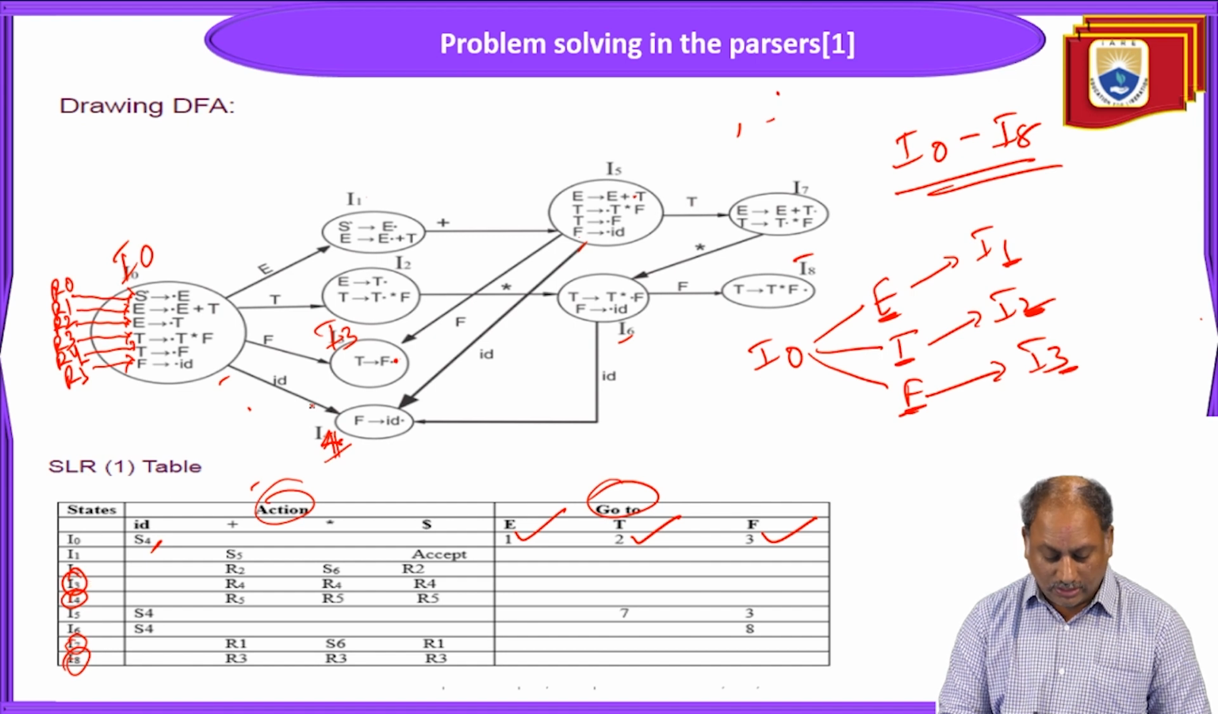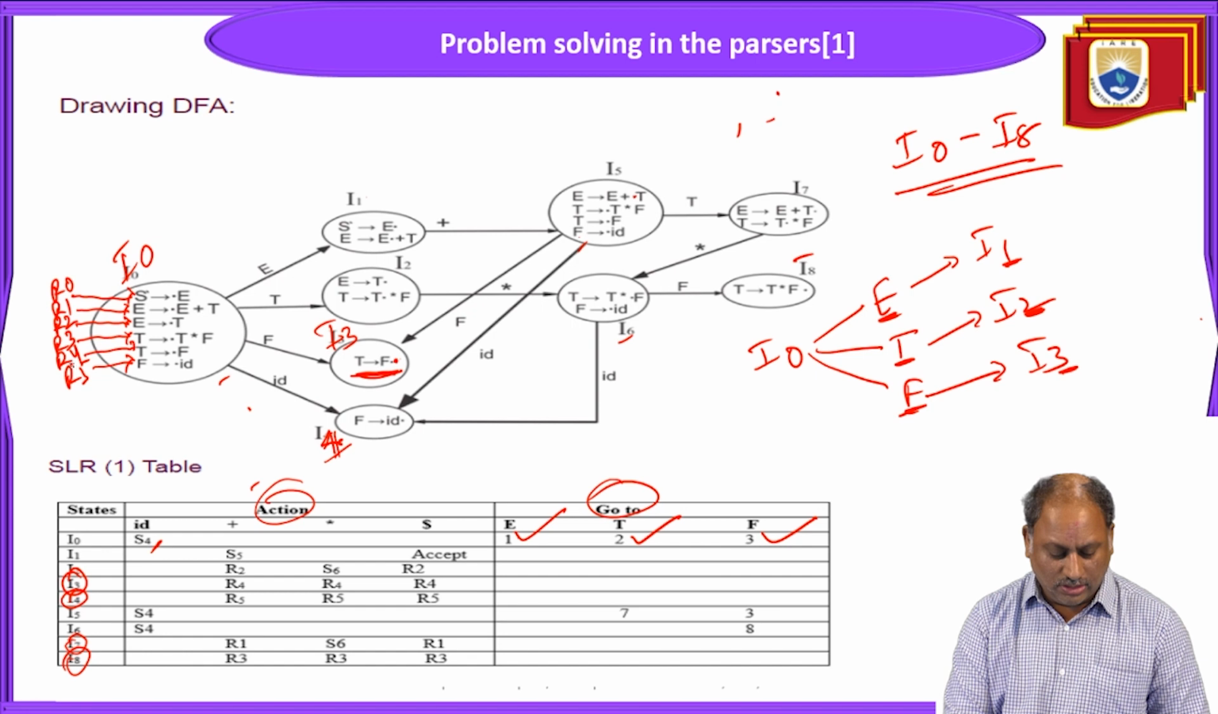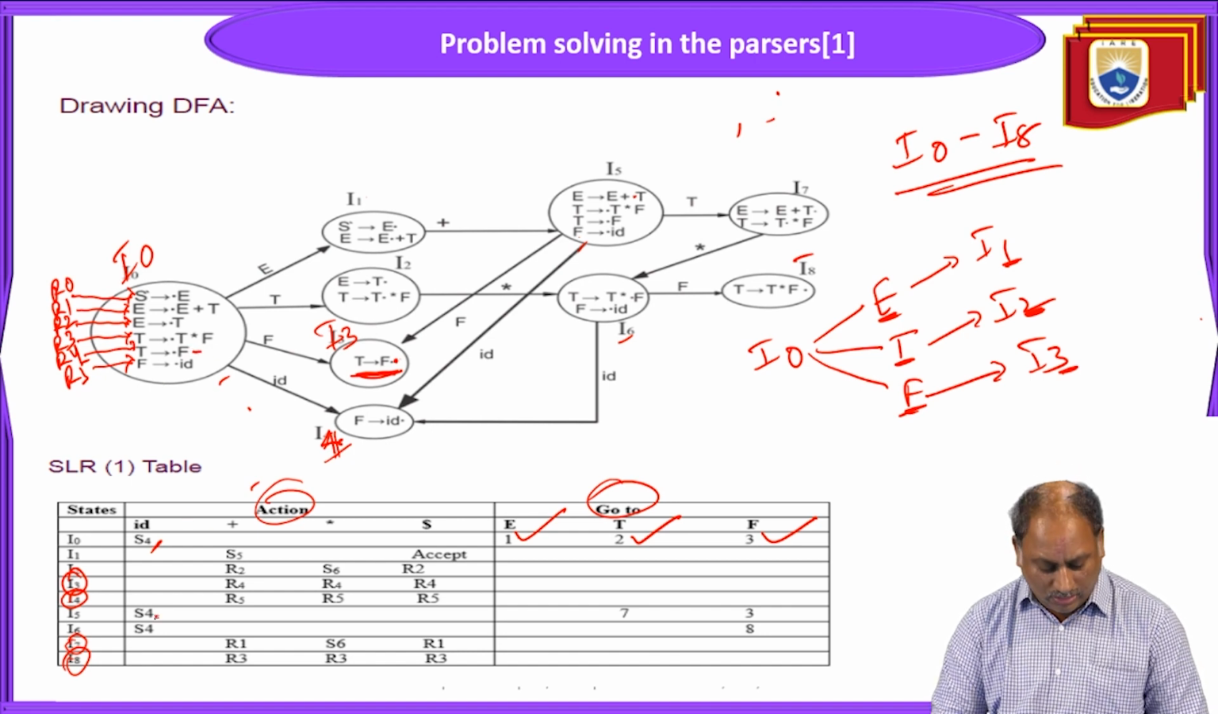So I3 contains the production T derives F dot. So this T derives F dot is available in which rule? Is it in the derivation rules R0, R1, R2, R3, R4? Here this is available as R4. So that rule is to be written as R4 with the corresponding items, that is plus, star and dollar. You have to include this R4. And similarly I3 is completed.